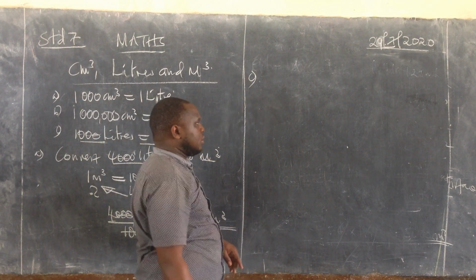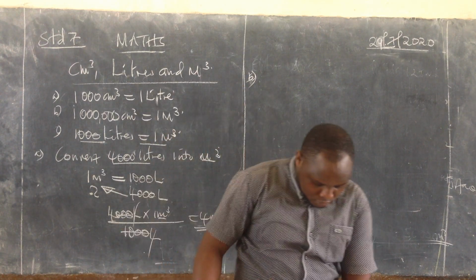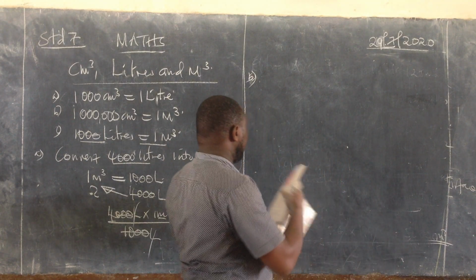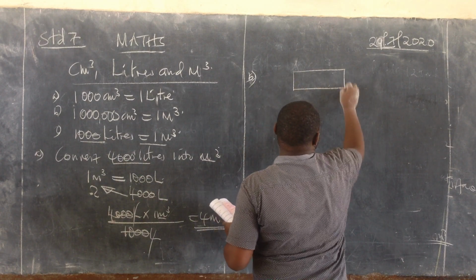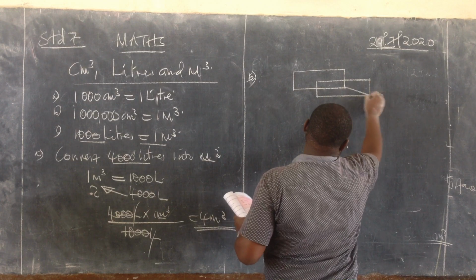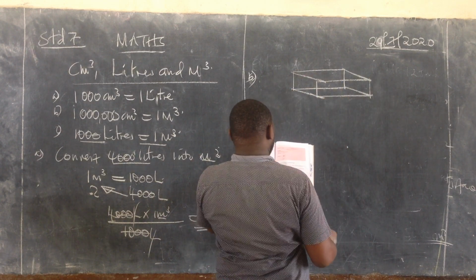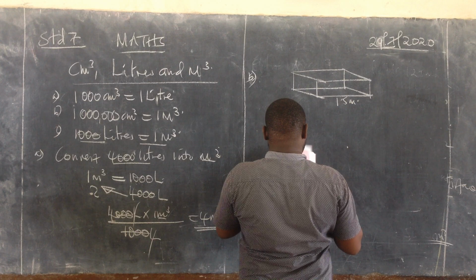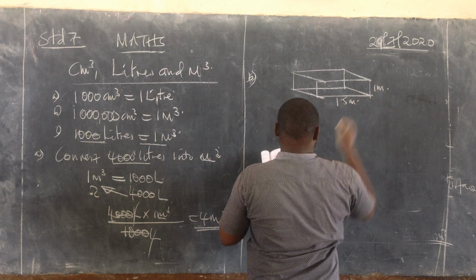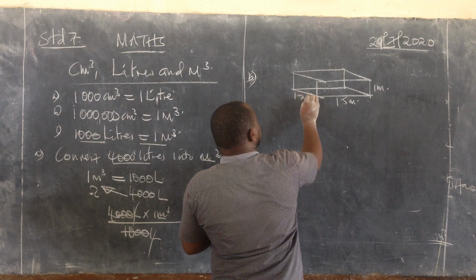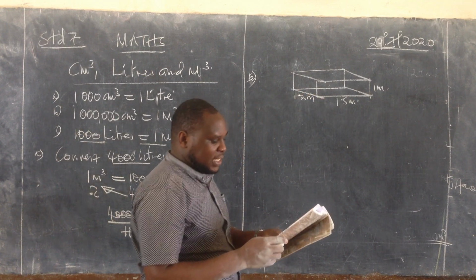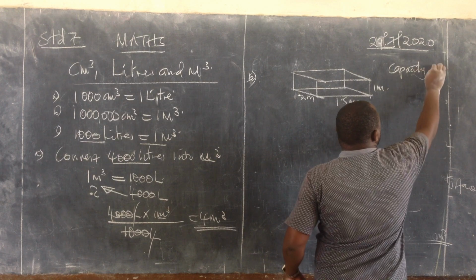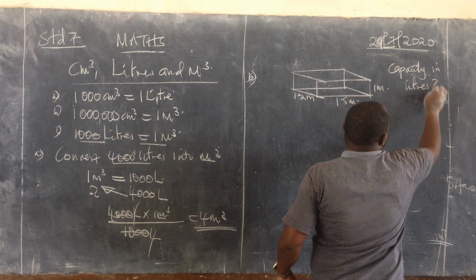Then I have another case here. That is B. You are told a tank has the following dimensions. So we have a tank which has these dimensions, and I draw it here very fast. This tank has 1.5 meters length, then it has 1 meter height, and the width is 1.2 meters. Then the question is, what's the capacity of the tank in liters? The capacity in liters.